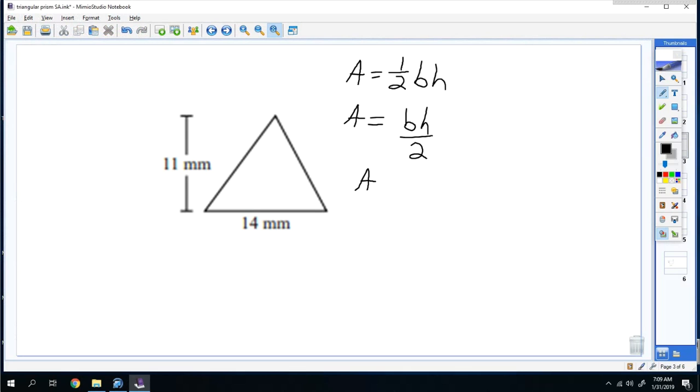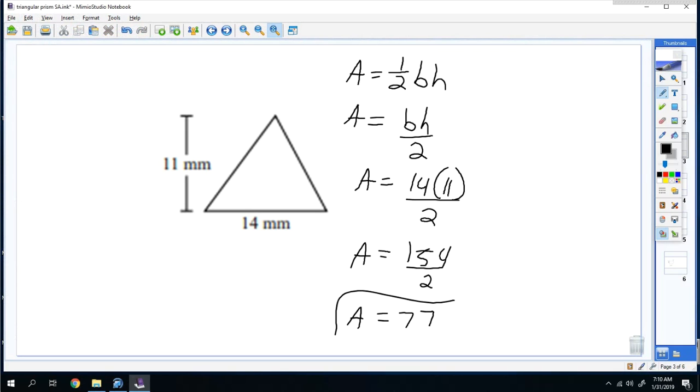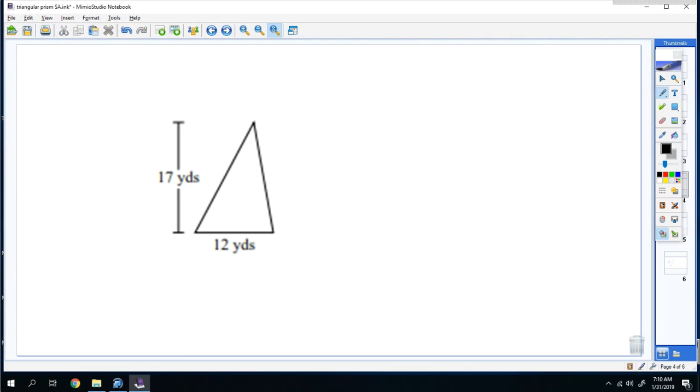Okay, so the base is 14 and the height is 11. So you need to divide by 2. So 14 times 11 is 154. Divide by 2 is 77. Or you could divide 2 into 14 first, make that 7. 7 times 11 is 77. Multiple ways to do math. You know the reason why I love it. All right, let's try another one.